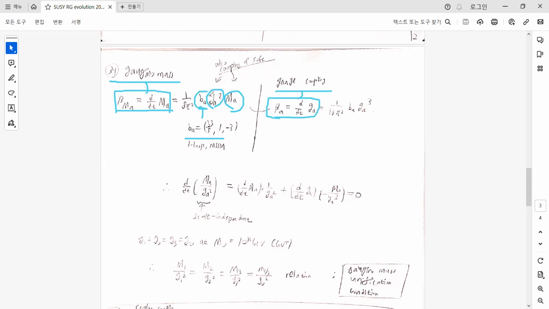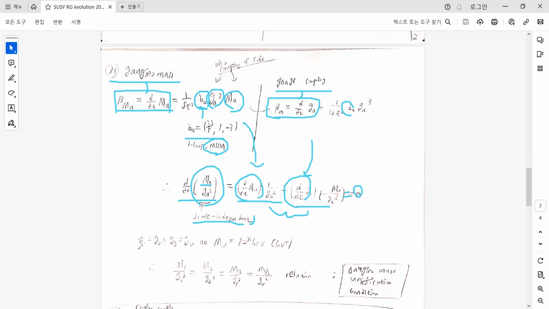And the coefficient b_a is the same in a given model. So it means that the ratio between the gaugino mass and the gauge coupling, M_a over g_a squared, is a scale-independent quantity by the chain rule. By using the beta function for the gaugino mass and the beta function for the gauge coupling, the two terms exactly cancel out. So the quantity M_a over g_a squared is scale independent.